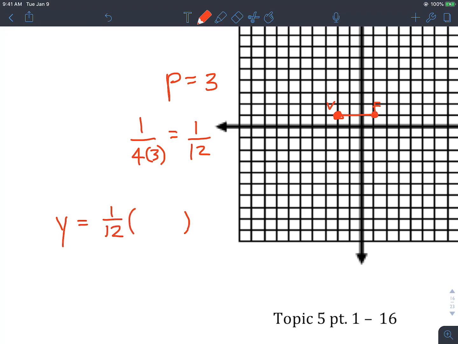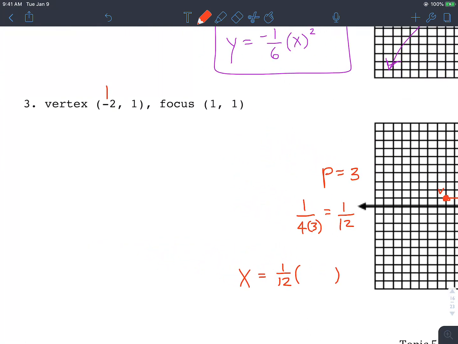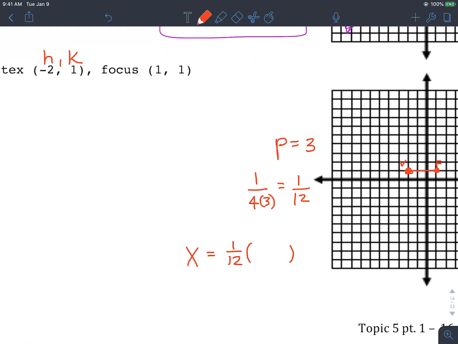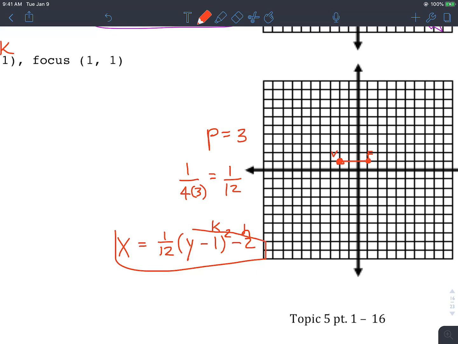And then we'll go, and actually, since it's opening to the left, I'm messing this up here. This needs to be x equals negative 1/12. Remember, your h and k are kind of going to be backwards here. So if that's your h and this is your k, we're going to go minus 1 in this case. We'll go y minus 1. Y minus the k value squared, and then minus 2 outside. And if you need to relabel that, this piece is k, and that's h right there. And remember, you always have the opposite of your k value there. And then that is actually your equation right there.